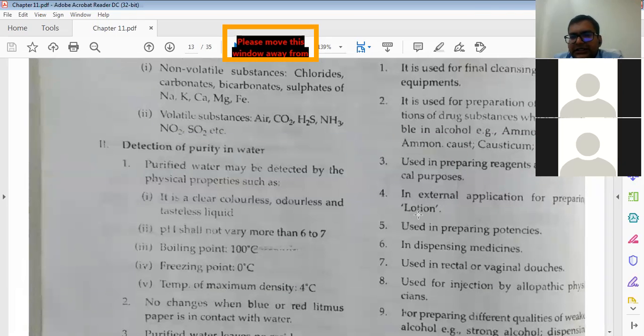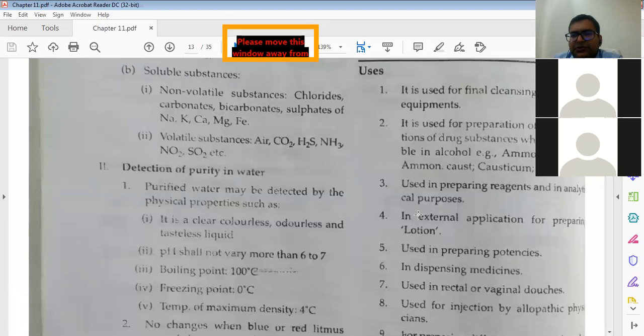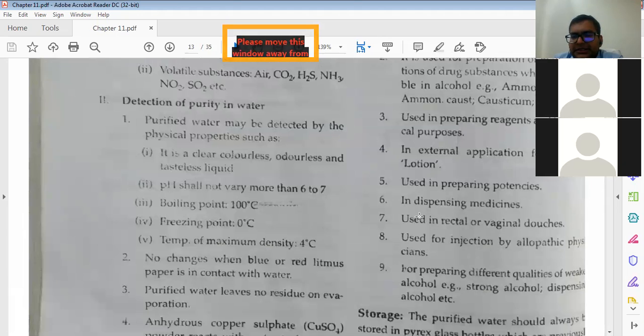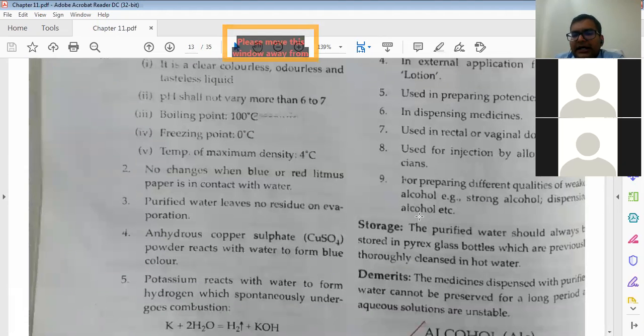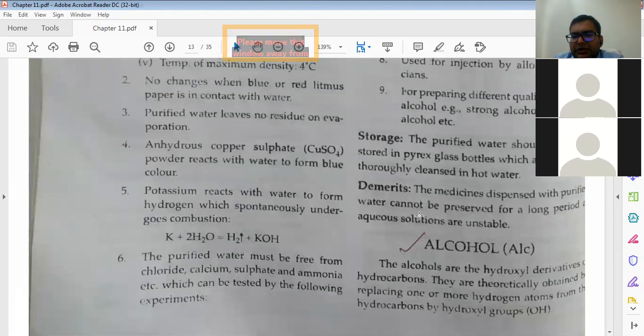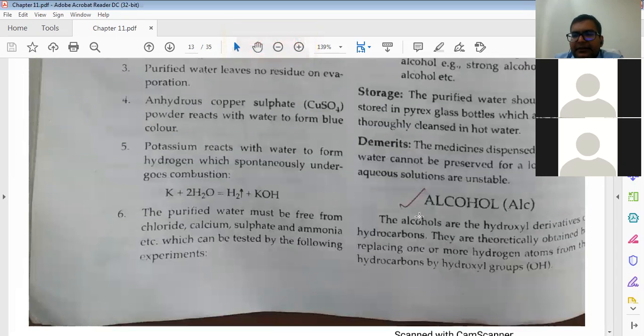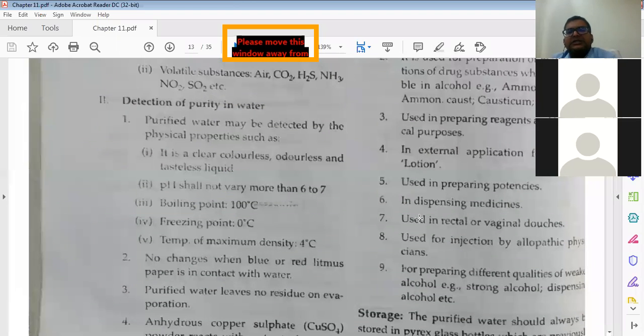It is used as an external application. It is used for cleaning of utensils. It is used for dispensing of medicines. You just have to write as per homeopathic pharmacy. Storage: you can store in a bottle or anything. Then demerits: medicines dispensed with water may sometimes dissolve, and you cannot keep them for a long time, because the water can be destroyed, or it can give a fetid or bad smell. So these are the things related with water.